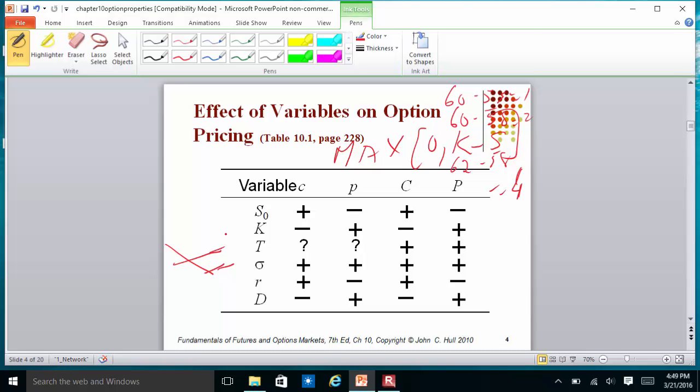The next one is the risk-free rate, and what we see here is that the higher the risk-free rate, the lower would be the put premium. And the last one is the dividend. What we find here is that the higher the dividend, the higher would be the put price.